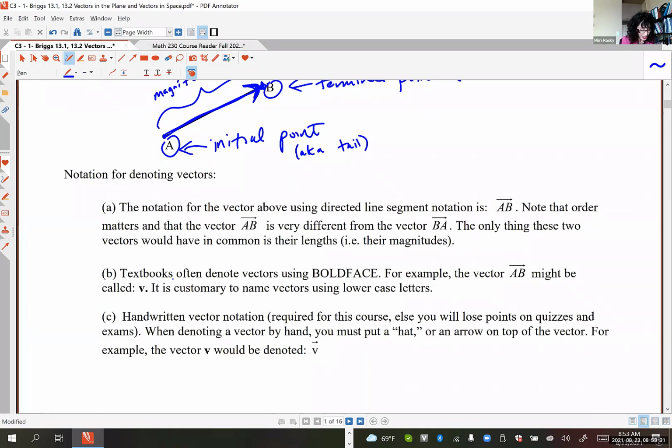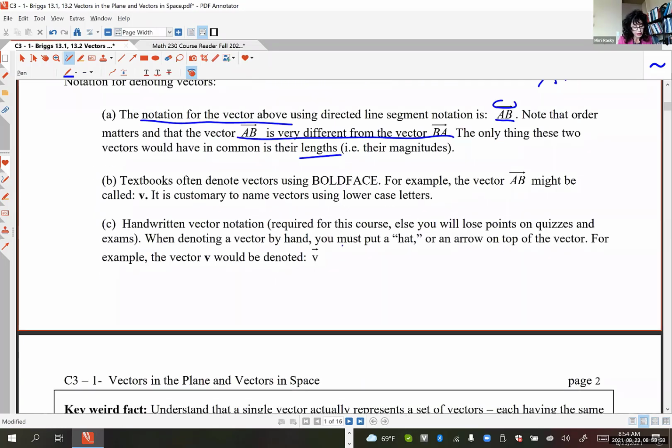So let's look at notation. The notation for the vector above using the directed line segment notation is AB, and there's a little arrow on the top. So if I were to handwrite it, it would look like that. Note that the order matters. AB is very different from the vector BA, because BA would point in the opposite direction. The only thing that AB would have in common with the vector BA would be their lengths. That would be the same, but not the direction.